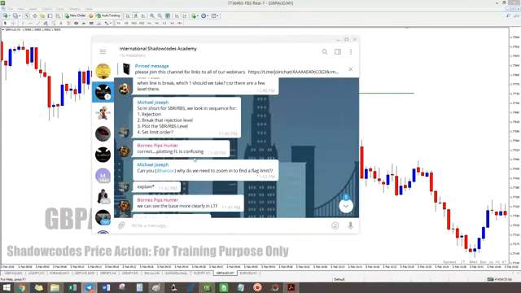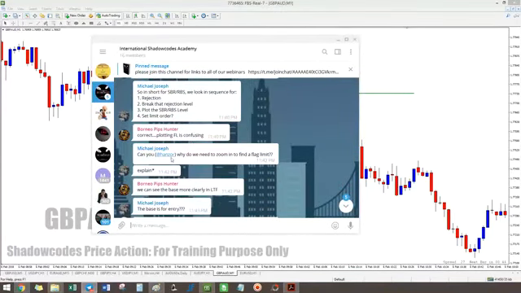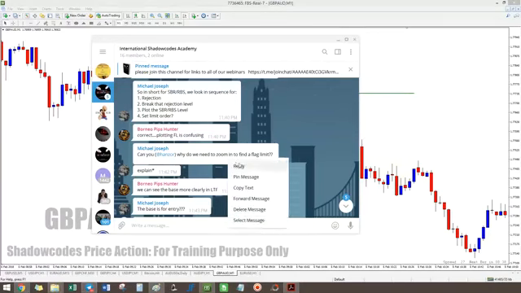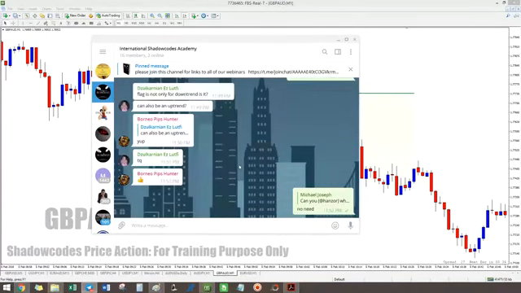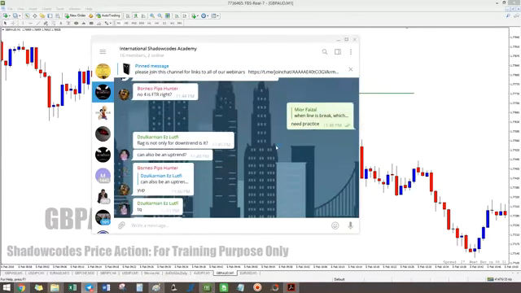Okay, floating FA is confusing. Yes, correct. Can you answer why do we need to zoom in to find flat limit? No need. We do not use flat.